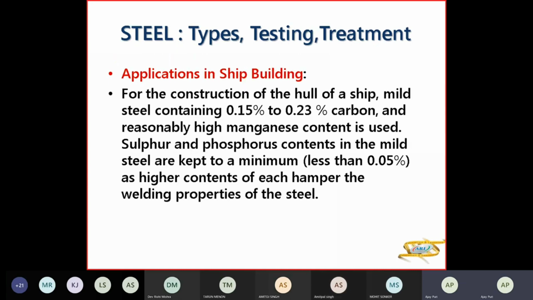Now, for application in shipbuilding, for the construction of the hull, mild steel has 0.15 to 0.23 percent carbon. At that amount, the manganese content is high, and sulfur and phosphorus content is not more than 0.05%, because it can then be easily welded and cut. If the sulfur and phosphorus contents are high, then it will explode or ignite.